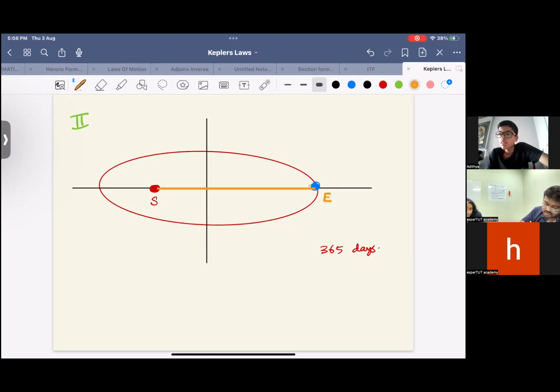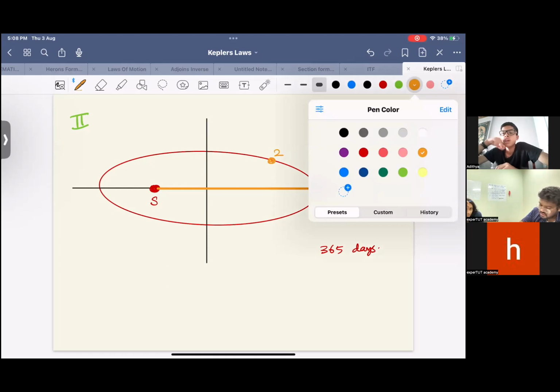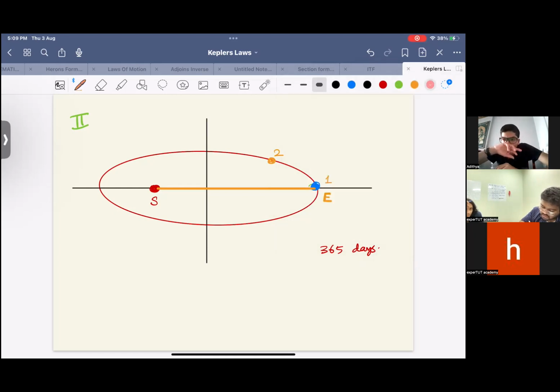So let's say Earth went from position 1 to position 2, okay? Then the imaginary line which joins was initially like the orange one, and after it has reached 2, it will become like the second one, right? Do you understand this, everyone? The area which it covers is this pink area.